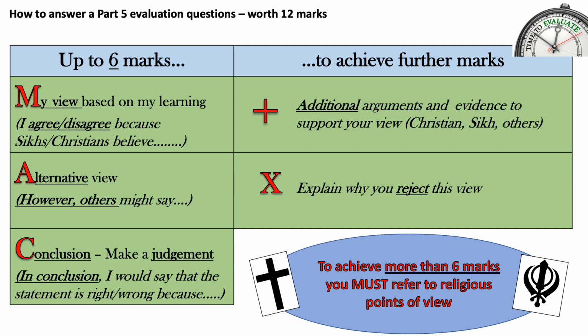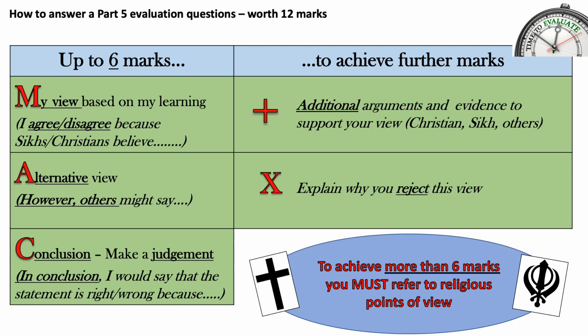However, we want to push ourselves, don't we? We want to get even more marks than the 6 because we want to get as close to those 12 marks as possible. So what we must ensure we do, first of all, to get more than 6 marks, is refer to religious points of view. So if it's the Sikhism paper, you must refer to Sikhism.